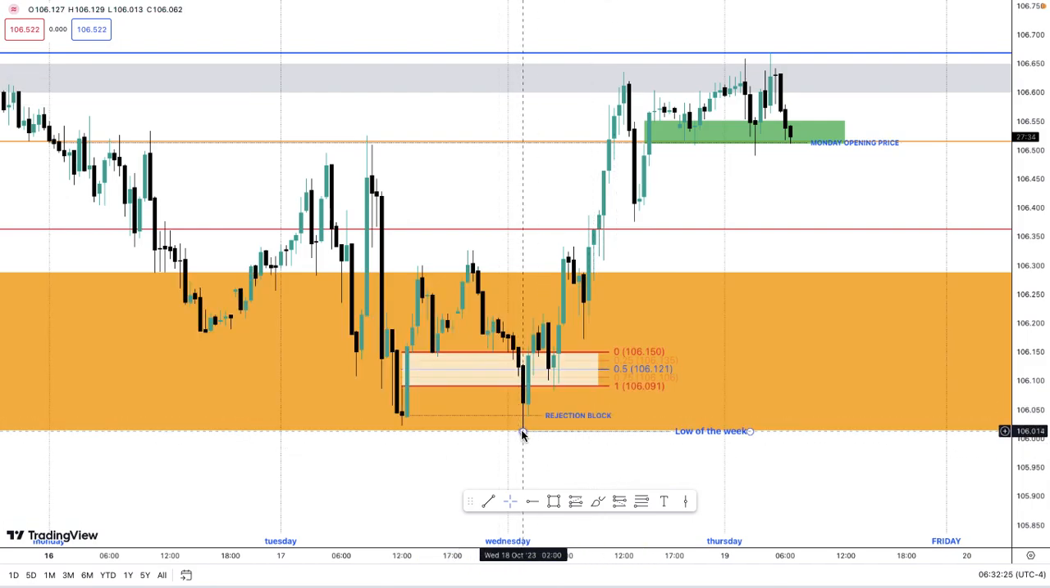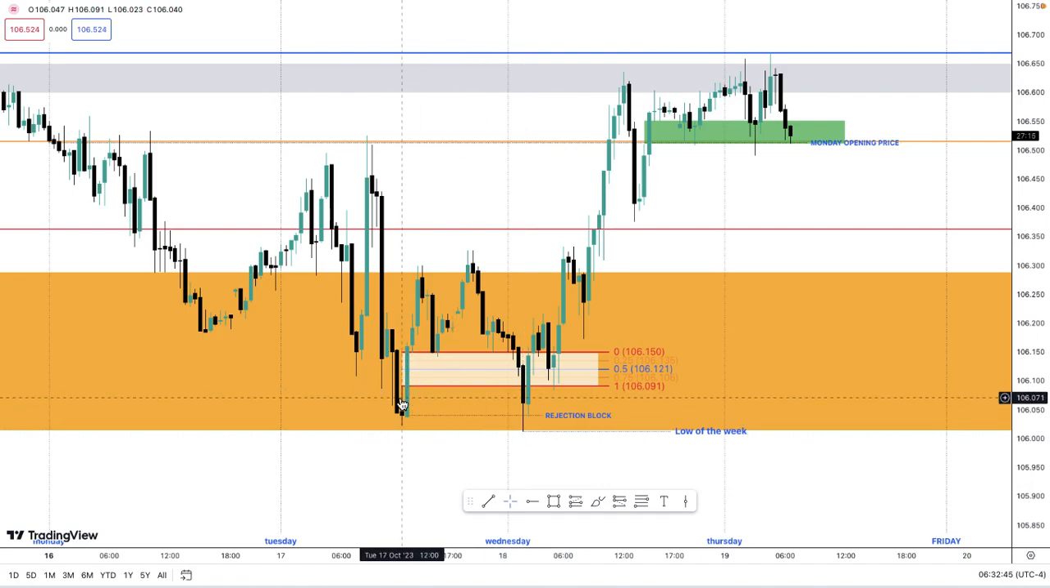So we can see this week the low of the week was formed on Wednesday, London session, at 2 a.m. during the London kill zone. That's when the low of the week was formed. That is typical. It's not surprising. It's not new. It's something that you can study going forward.